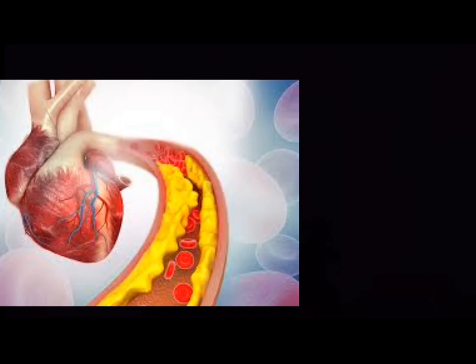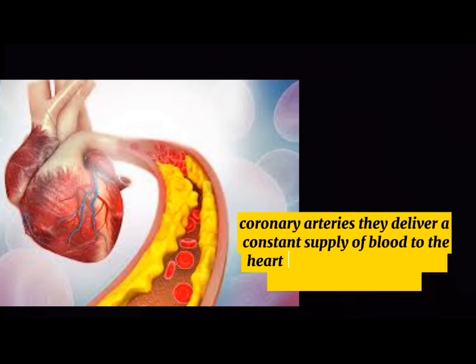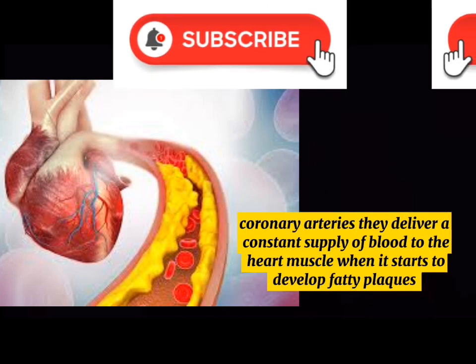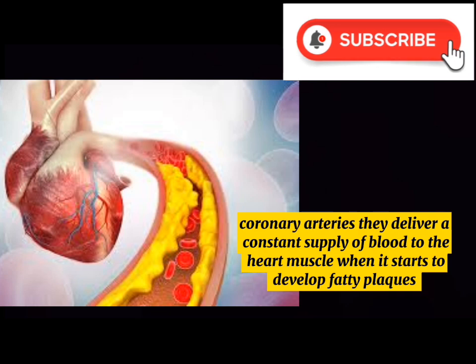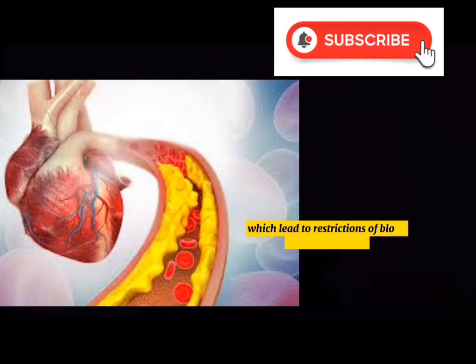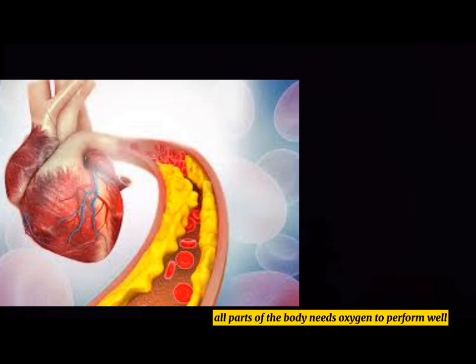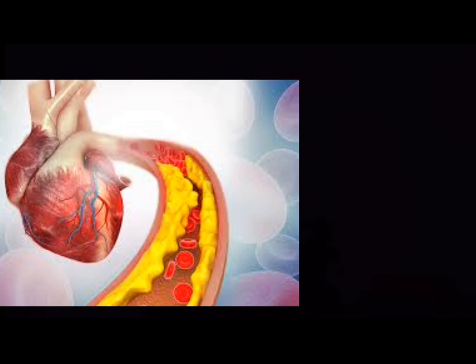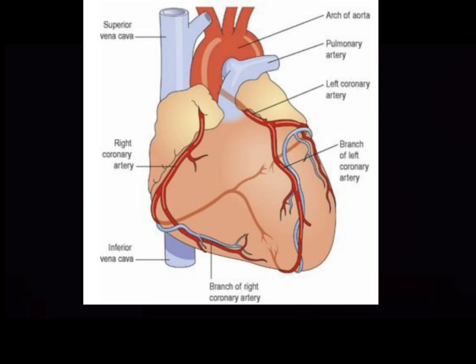Another definition of coronary artery disease: coronary arteries deliver a constant supply of blood to the heart muscle. When they start to develop fatty plaques, this leads to restriction of blood flow to the heart. As we all know, all parts of the body need oxygen to perform well. So before diving deeper, let's review the anatomy of the heart.